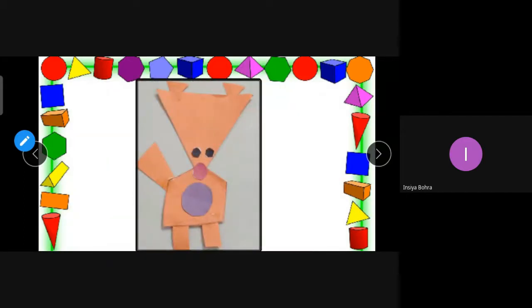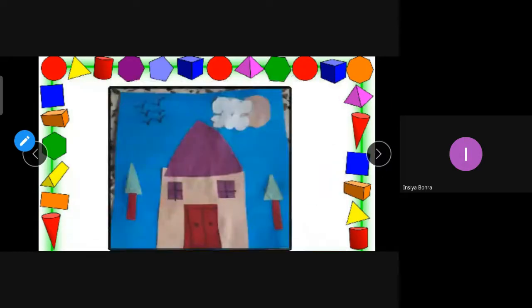Then this one, she has not drawn, but she has used craft paper, and it looks like a fox, right? For the mouth also she has used that shape, and for the body she has used a pentagon, which has 5 sides.